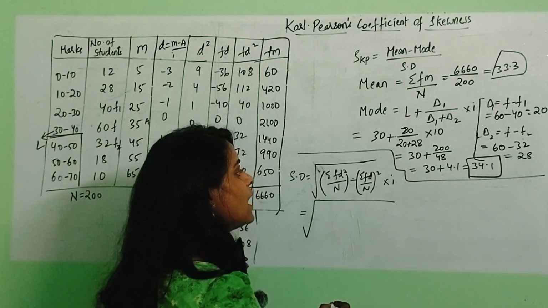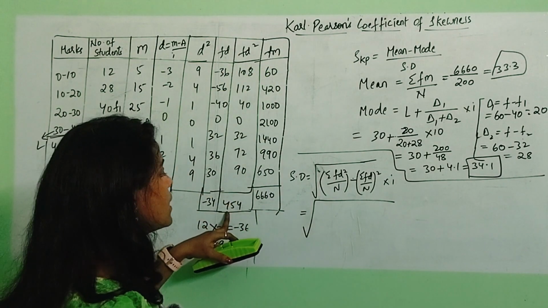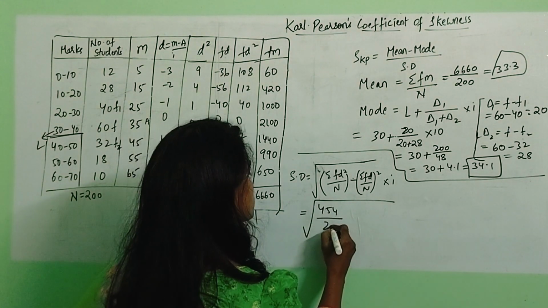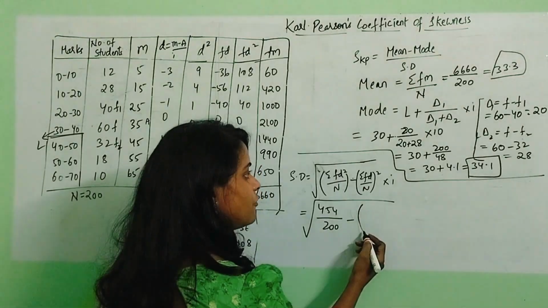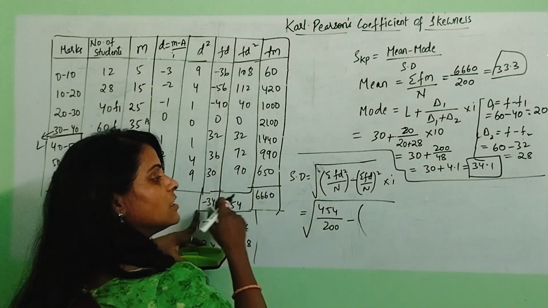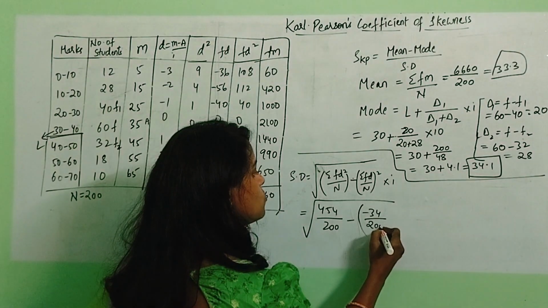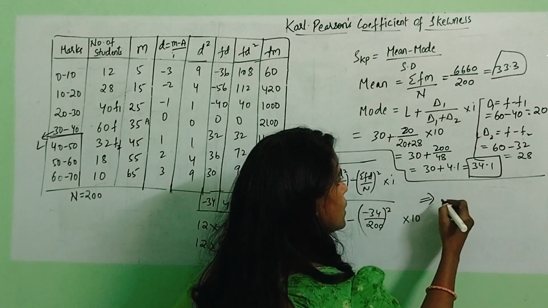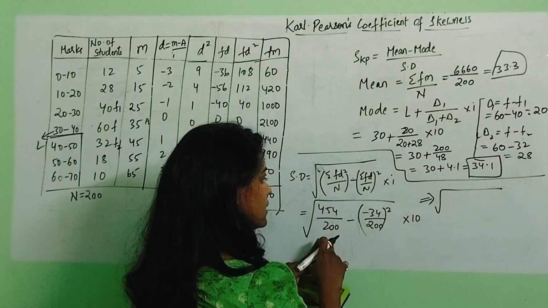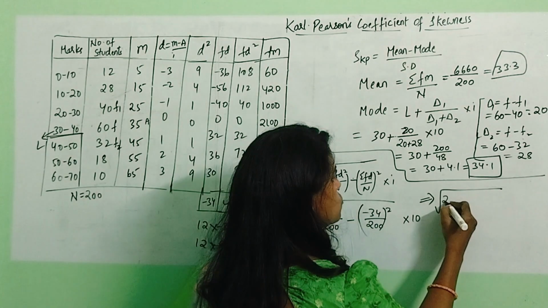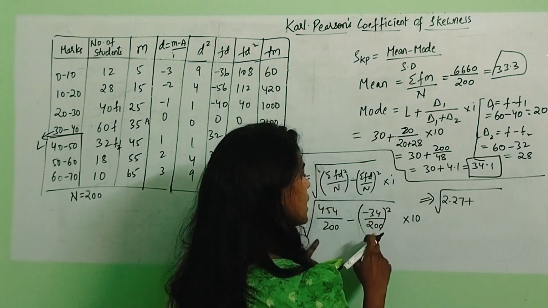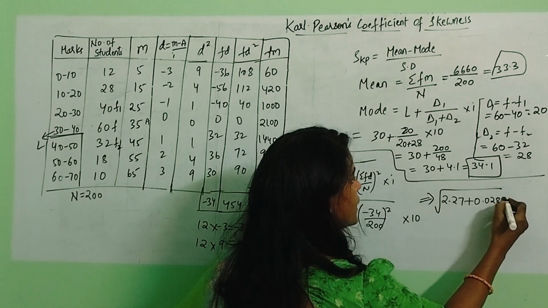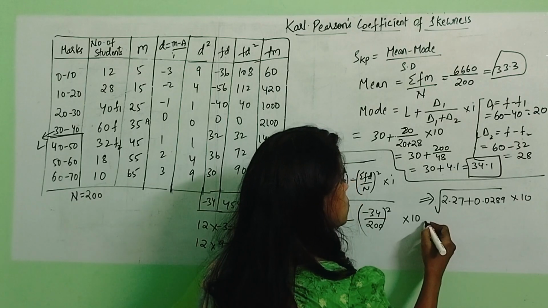Square root of sigma fd square. What is sigma fd square? That is 454 by, what is n value? 200. So 200 minus, what is sigma fd value? We already got, that is minus 34. So minus 34 by 200 whole square into 10. Okay. So what will be the value here? That is square root of, I have already calculated the value, that is 454 by 200. That is 2.27 plus minus 34 by 200 whole square, that is 0.0289 into 10.